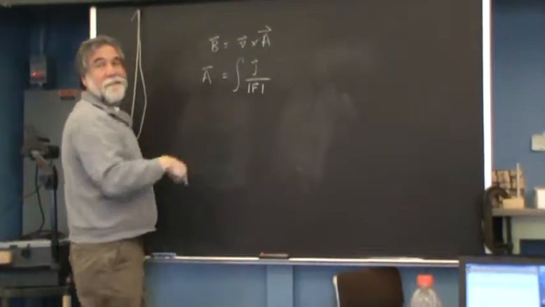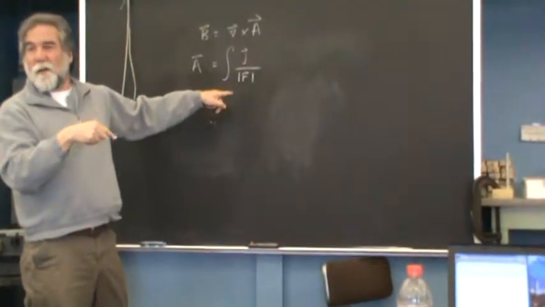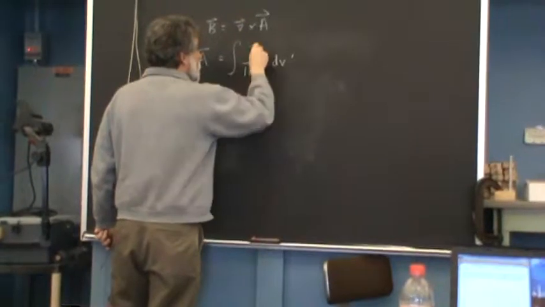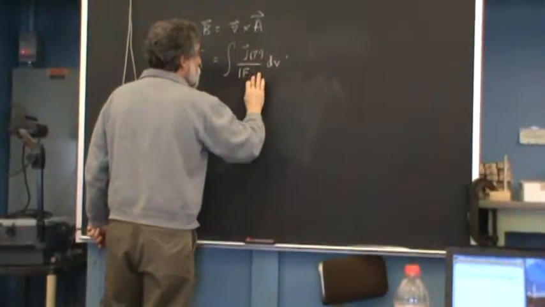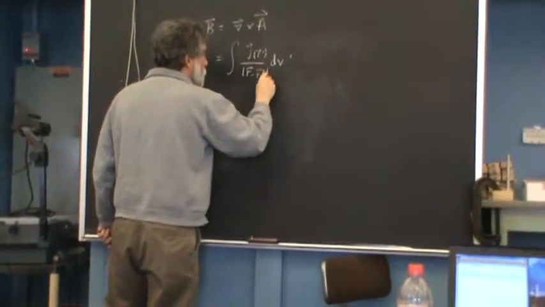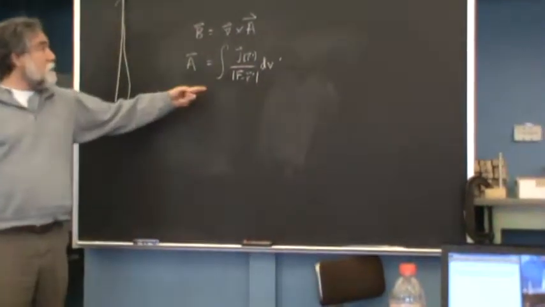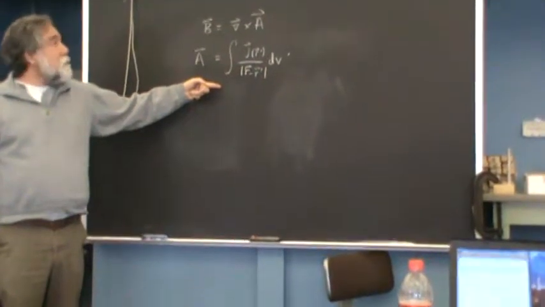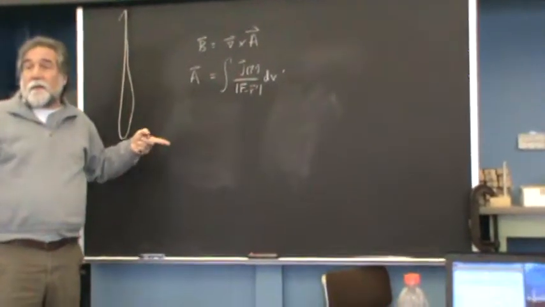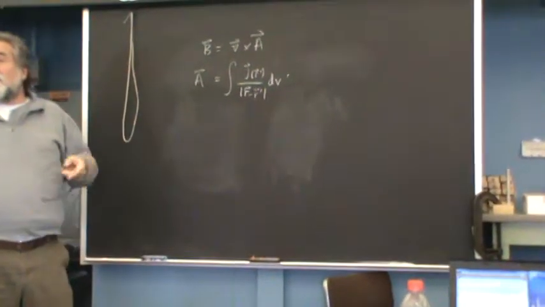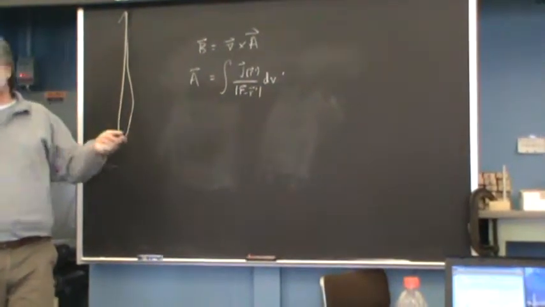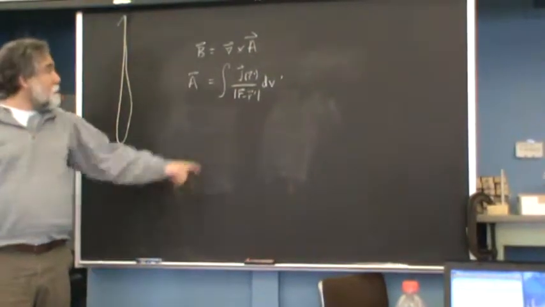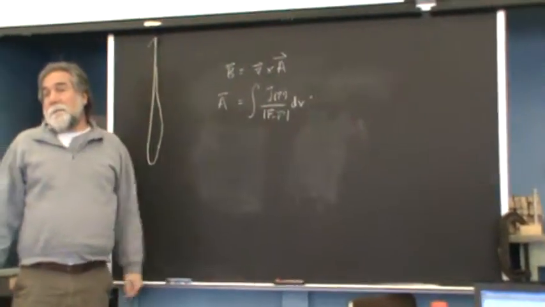This is sort of complicated in here. So R minus R prime, dV prime. That's really, in some sense, simple. And then the magnetic field is the curl of it. So the relationship between bound currents and magnetization is the curl, because that's the relationship for the currents, bound or unbound.